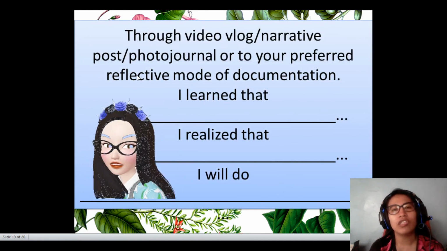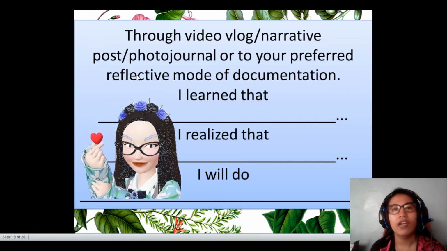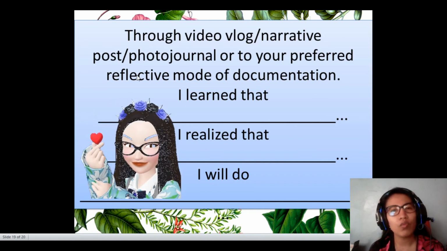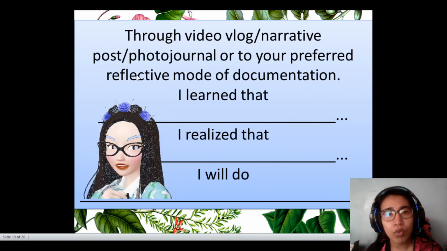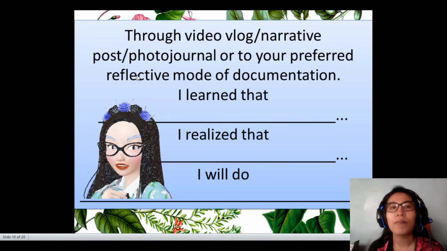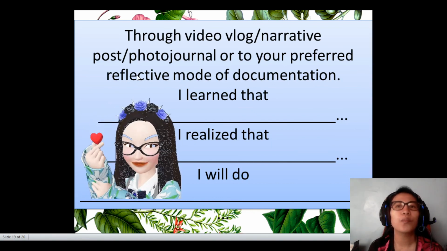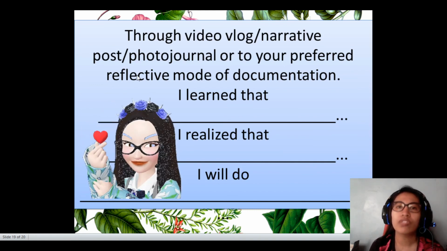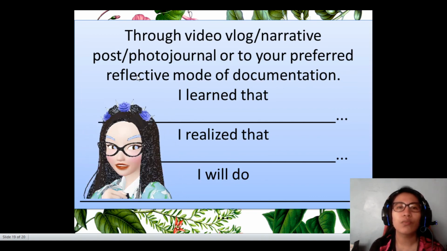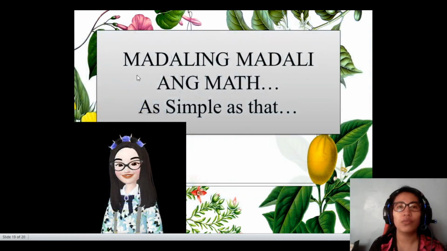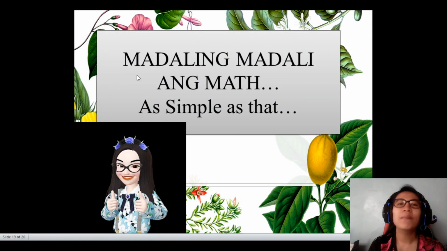After you answer learning tasks 1 to 4, of course, you will make your own reflection by choosing whatever mode of documentation you want: a video blog, a narrative post, a photojournal, or your preferred reflective mode of documentation. Just don't forget to say or write the phrases "I learned that," "I realized that," "I will do." Then we can finally say, madaling-madali ang math, as simple as that.